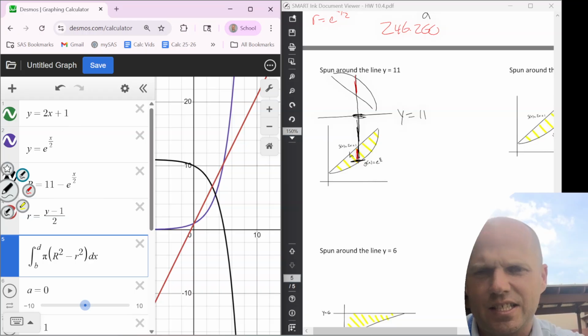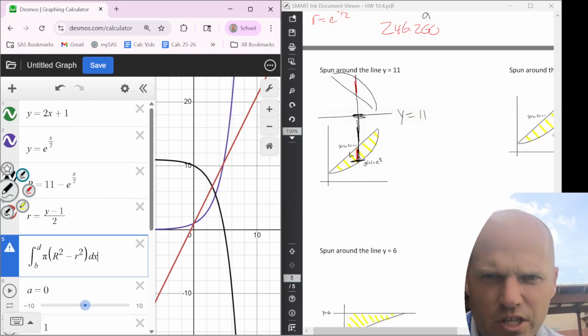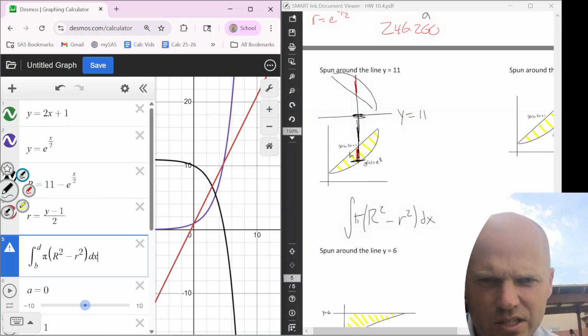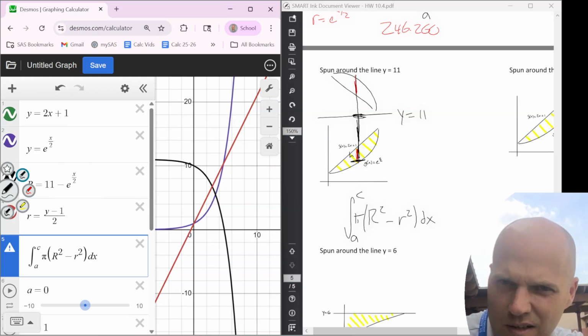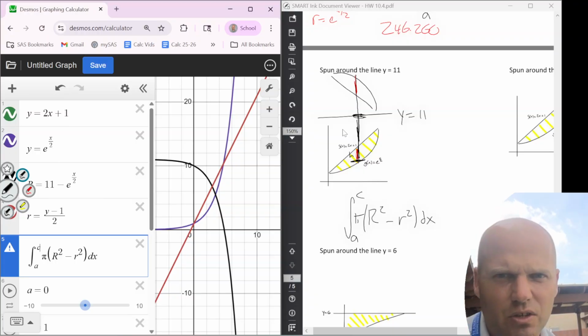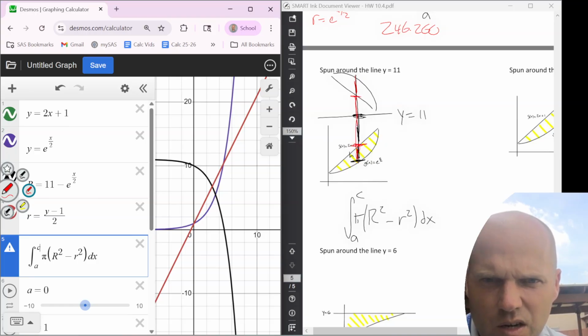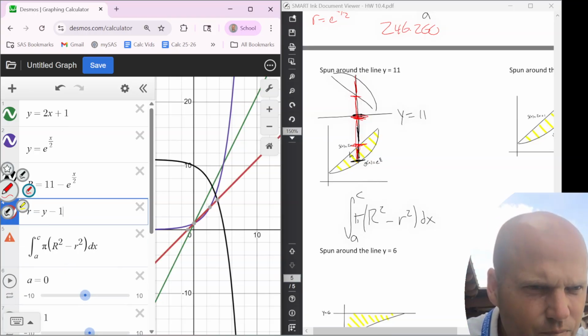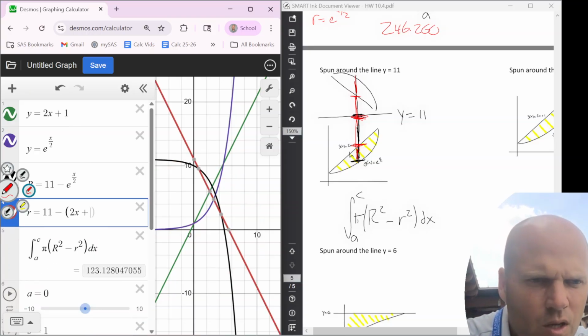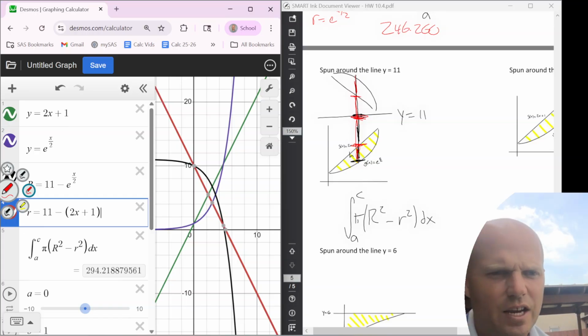I have dx instead of dy because the orientation of my rectangle is h dx. So I'm going to sum up pi outer radius squared minus inner radius squared dx. I'm going to do it from A to C, and I'm going to make sure that my inner radiuses are also known. My inner radius comes from here to here, but half of that, the inner radius, would be 11 minus 2x plus 1. That in parentheses gives 94.218.